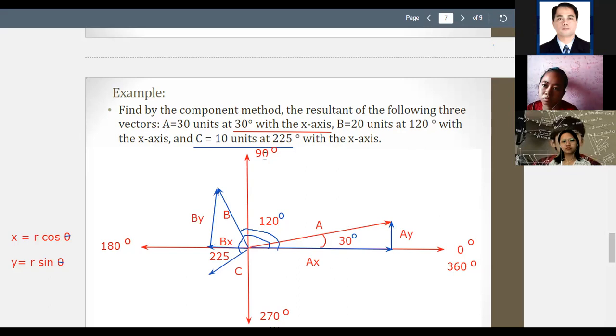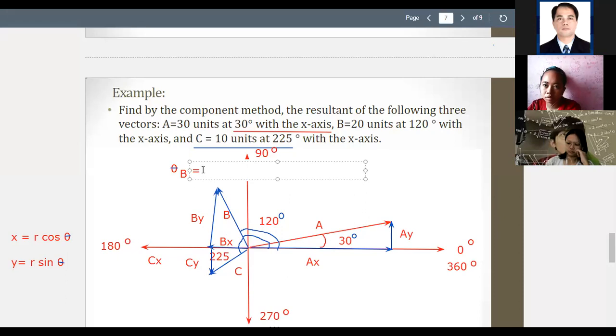Now, for our 225, there's also another triangle that we can form here. So that's for vector C. C will have two components again, CX and C sub Y. I drew C sub X outside because I could not draw it within. So again, we identify here the components BX, BY, CX, CY.